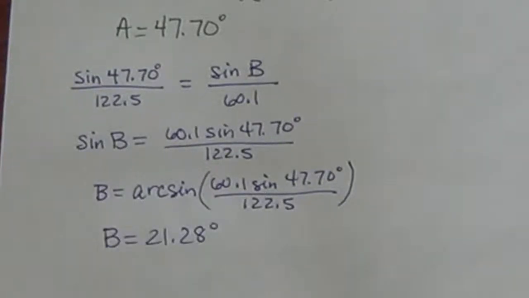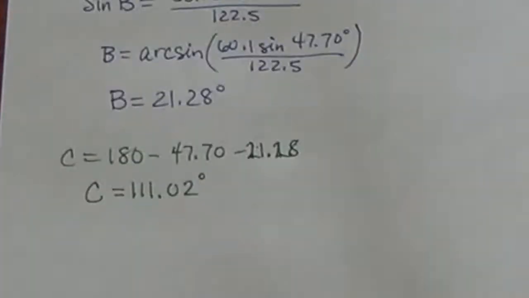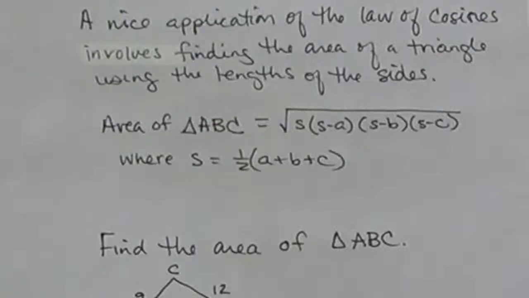Lastly, to find angle C, we can just subtract because we now have two of the three angles. So subtracting from 180 will give us our value for angle C. So angle C is going to be 111.02 degrees.